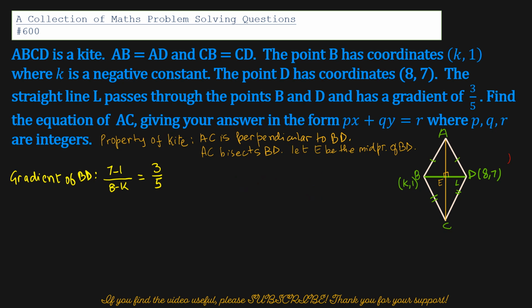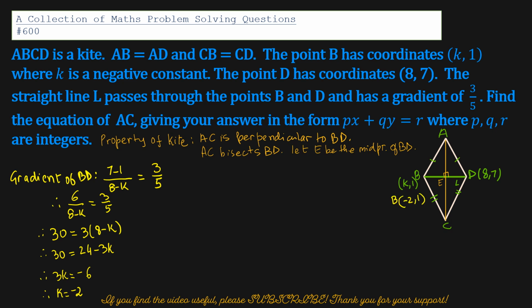So therefore it would be 6/(8 minus k) equals 3/5, and 6 times 5 is 30, that equals 3 times (8 minus k), and then we get k equals minus 2. So the point B would be (-2, 1).